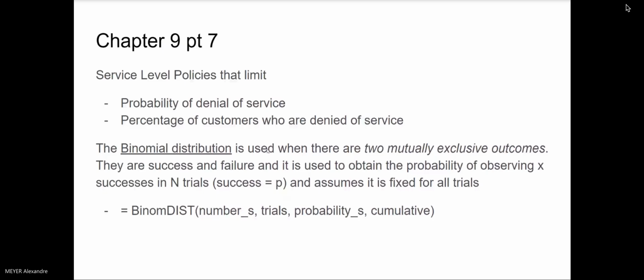Finally, the last point I'd like to make has to do with the binomial distribution, which is what we will use to calculate overbooking in relation to the service level policy. The binomial distribution is used when there are two mutually exclusive outcomes, success and failure. It is used to obtain the probability of observing X successes in N trials, and assumes that P is fixed for all trials.